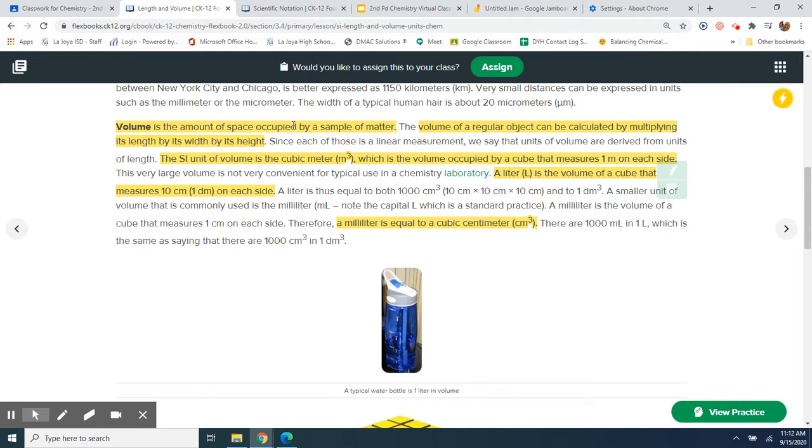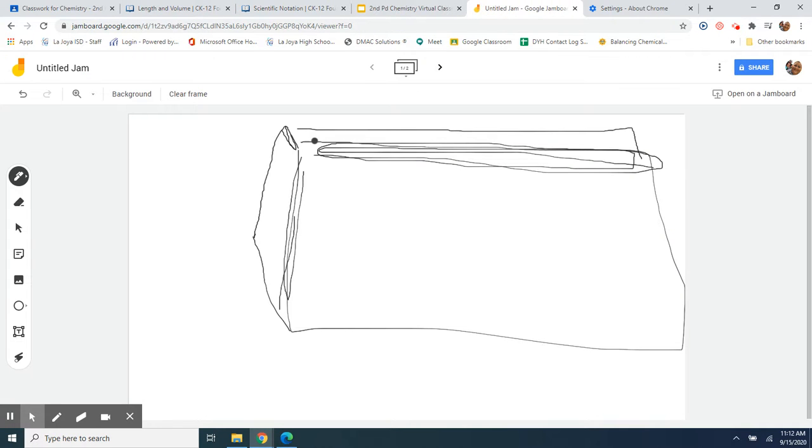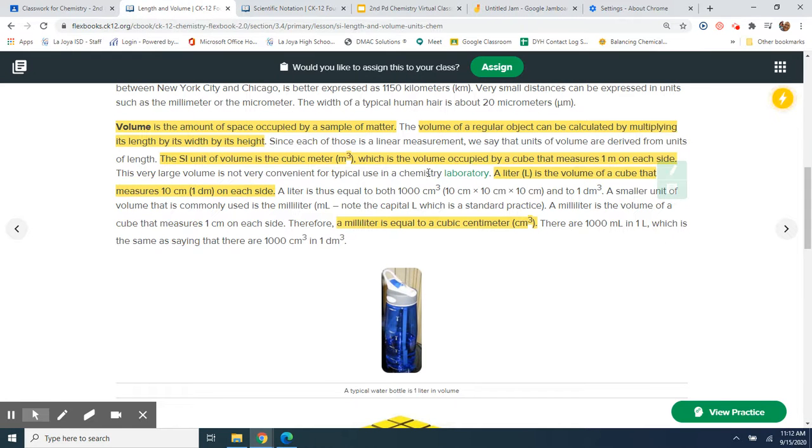Volume is the amount of space occupied by matter. So volume is very, very important, especially in chemistry, because it tells us how much space an object takes up. Now, if you have a regular shaped object, like the rectangle that we're talking about, the box, we can easily figure out the volume if we use the length, the width, and the height, and then we multiply. That would be the volume of the object.